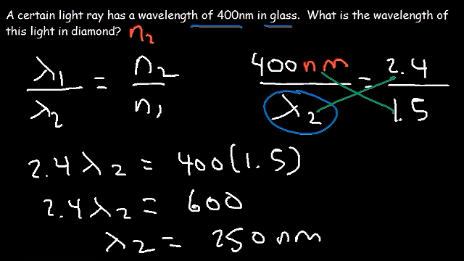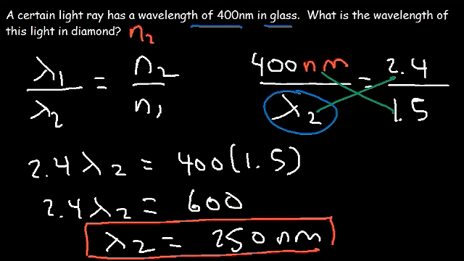So because diamond has a higher index of refraction than glass, the wavelength in diamond is going to be lower than that in glass. It's going to be less. But this is the answer. So you just need to use this equation.